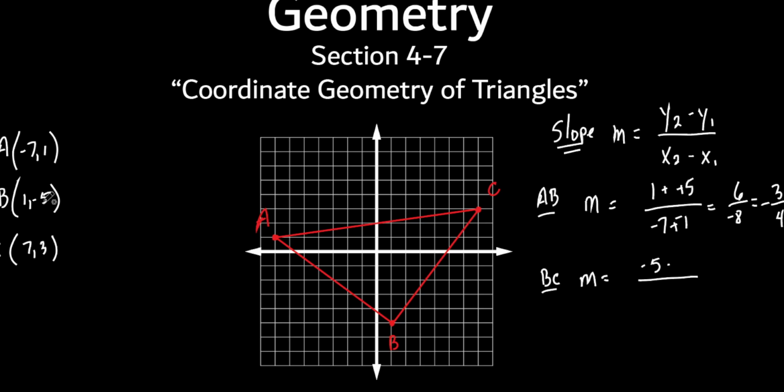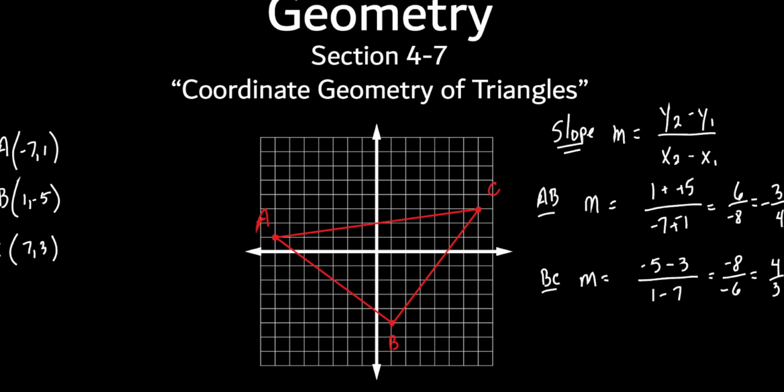So what do I got? -5 minus 3, and then 1 minus 7. -5 minus 3 is -8. And then 1 minus 7 is -6. Reduce it. 2 goes into both of those. 4/3. It's positive because it's negative over negative.